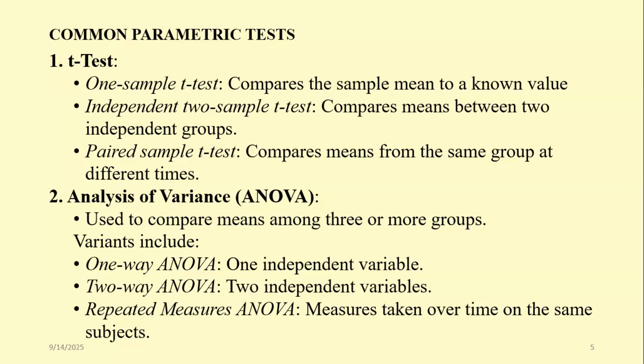Number two is analysis of variance. This is also one of the parametric tests. It's used to compare means among 3 or more groups. We have different types of analysis of variance. One is one-way ANOVA, if we have one independent variable. We also have two-way ANOVA for two independent variables, and then we have repeated measures ANOVA for those that are measured over time.